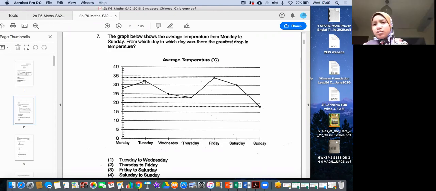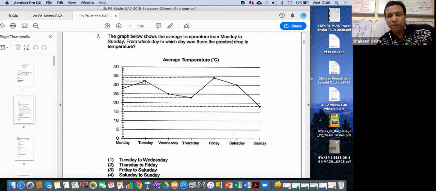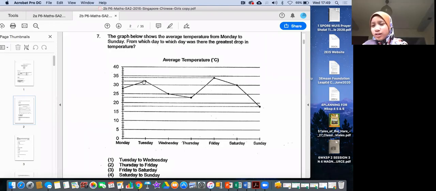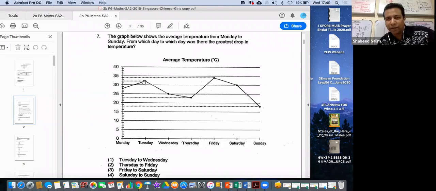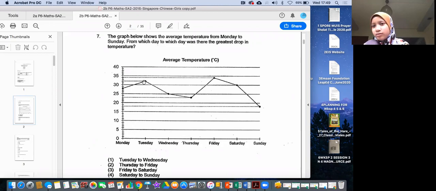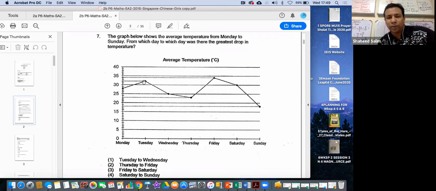Is it Sunday to... Okay, we wait for a while. You cannot say Sunday to Monday because they didn't show the next Monday. Isn't it Friday to Sunday? Friday to Sunday, just one day, but don't have. Okay, you must look at Tuesday to Wednesday. How is it? You write down what is the temperature here, here. Then you can compare. Then you minus.